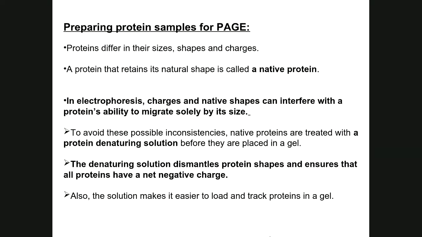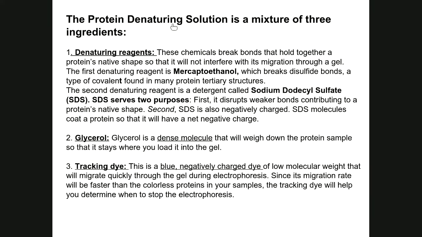Okay. So it says here also the solution makes it easier to load and track proteins in a gel. Well, I'm going to go over this here now. Protein denaturing solution. What I've listed here are the three key parts it has. So in the lab procedures, it'll mention the protein denaturing solution, and wherever it says protein denaturing solution, it has all three of these. But it'll talk about how a couple of samples that you're going to analyze using the SDS-PAGE, you're not going to add denaturing solution. You're only going to add glycerol, which also contains number 3 here. And I'll explain that as we go. But the protein denaturing solution itself contains two denaturing reagents, mercaptoethanol and sodium dodecyl sulfate, best known as SDS.